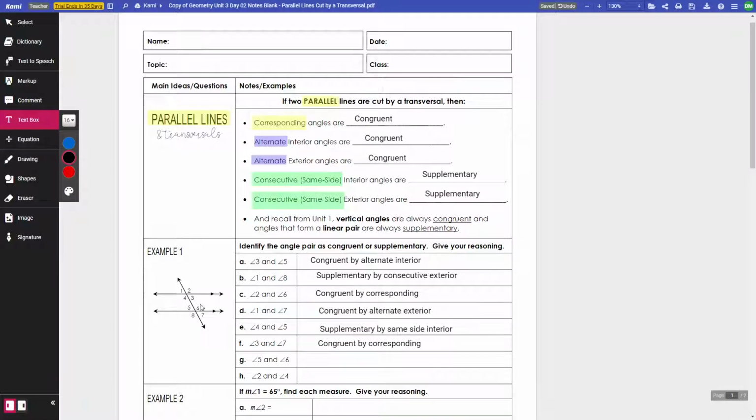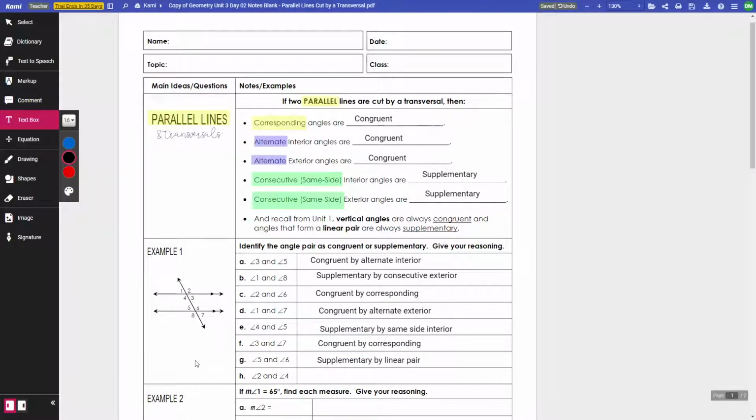Okay, let's look at angle 5 and angle 6. So angle 5 and angle 6, they're on the same locus of angles, so we don't actually need the other parallel line. This is always true. This goes back to Unit 1. These are supplementary by linear pair.